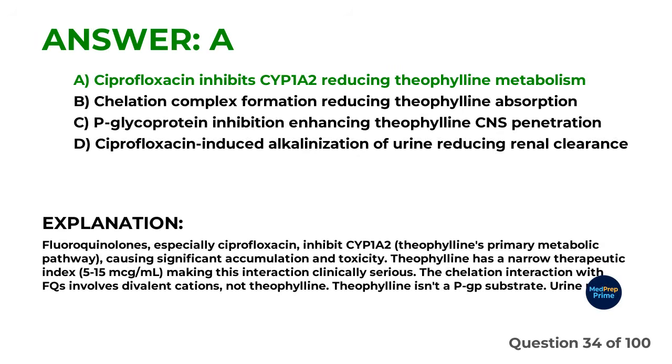Correct answer A. Fluoroquinolones, especially ciprofloxacin, inhibit CYP1A2, theophylline's primary metabolic pathway, causing significant accumulation and toxicity. Theophylline has a narrow therapeutic index, 5 to 15 micrograms per milliliter, making this interaction clinically serious. The chelation interaction with FQs involves divalent cations, not theophylline. Theophylline isn't a PGP substrate. Urine pH affects elimination, but isn't the primary mechanism with FQs. Dose reduction is necessary when starting ciprofloxacin.